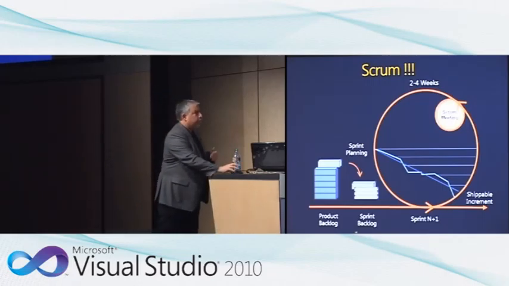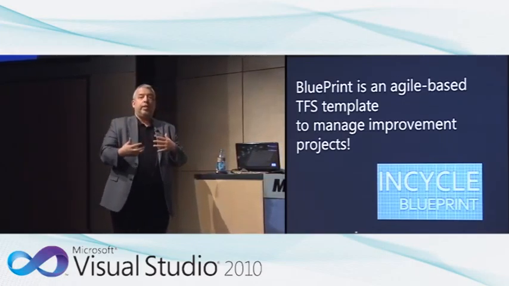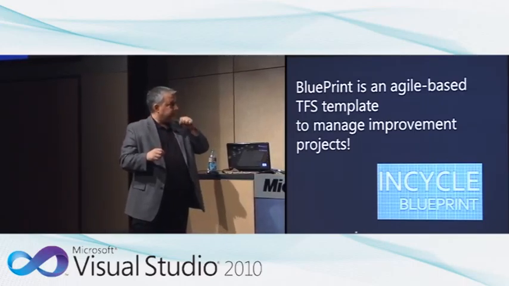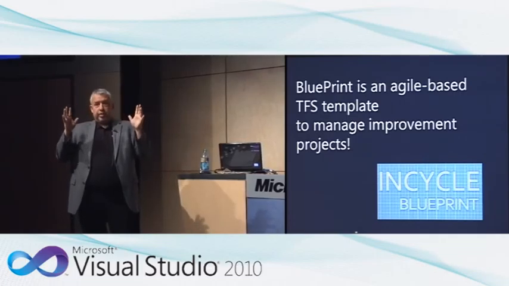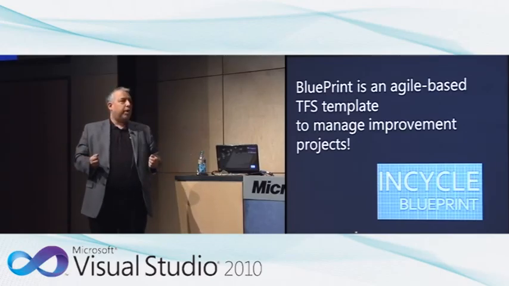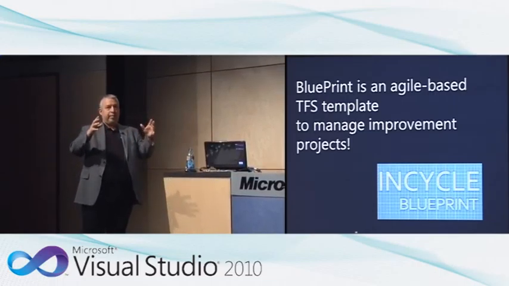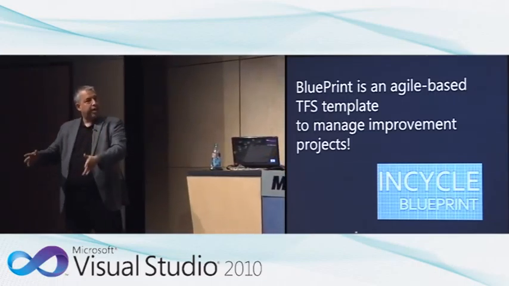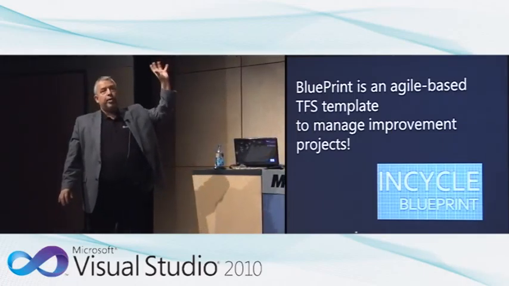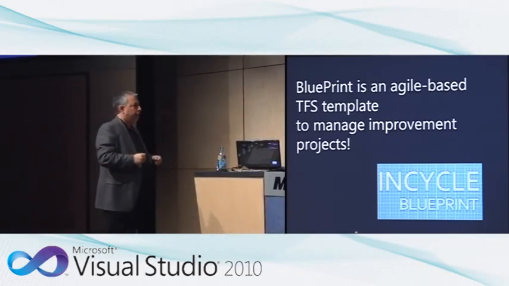So a lot of what we've done over the last few years in our engagement, that's what we actually included into a TFS template, which we call Blueprint, and I'll explain why we call it Blueprint. But basically, it's an agile-based TFS template to implement a process improvement project. So it's really taking all the good concepts we have in Scrum and Agile that make us deliver better, regularly, bring value to our customer. The only difference is instead of building software, we're building development organization. We're improving our teams. And that's the perspective that we're looking for.